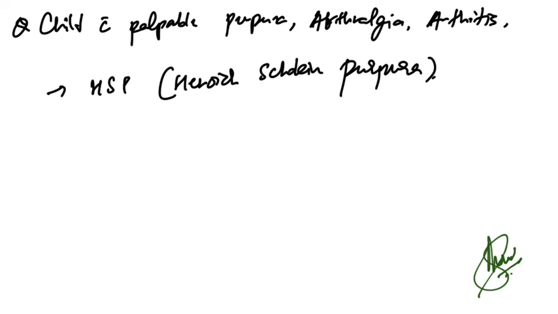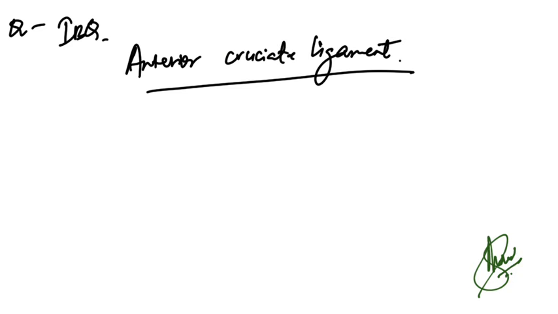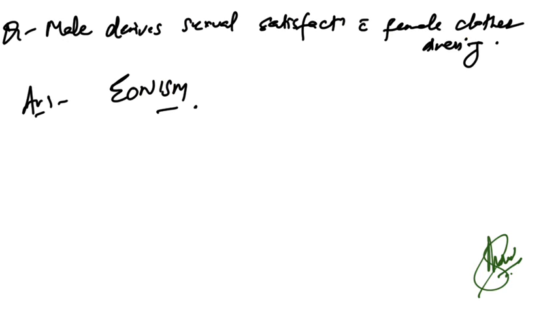Now child with palpable purpura, arthralgia, arthritis. This is a very characteristic repeated question. HSP is the correct answer. Henoch Schonlein purpura is the correct answer. Image based question for anterior cruciate ligament was there. I will be adding those images later.